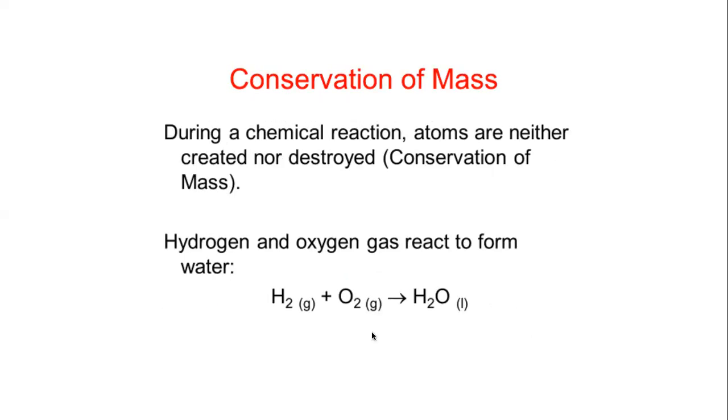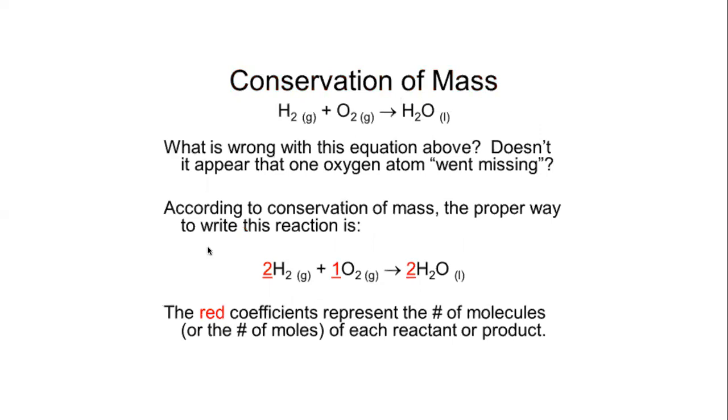We can see that here we have 2 hydrogen and 2 hydrogen, but we have 2 oxygen and 1 oxygen here, which means that we randomly lost an oxygen, and that cannot be a thing. So let's dive more into that. What's wrong with the equation above is that this oxygen went missing. And according to the conservation of mass, the proper way to write this reaction is to put some coefficients in front.